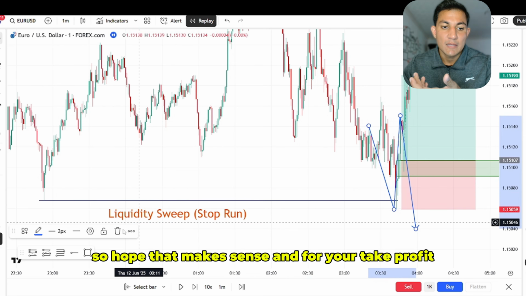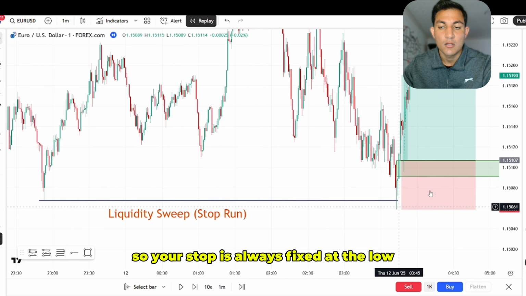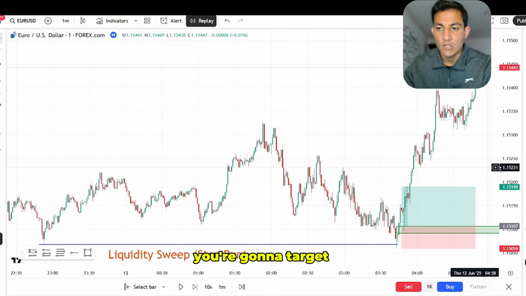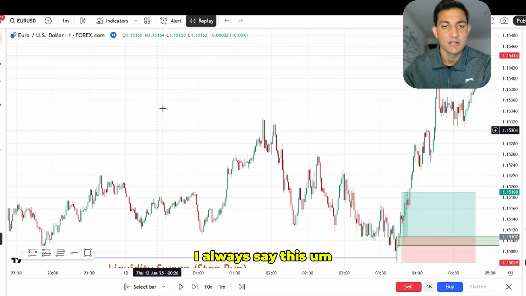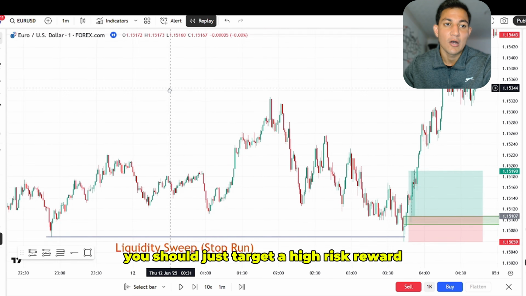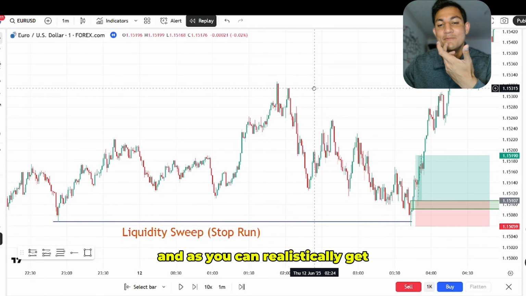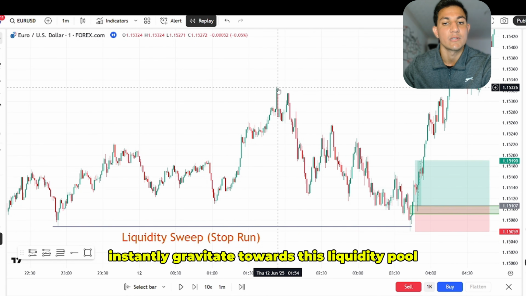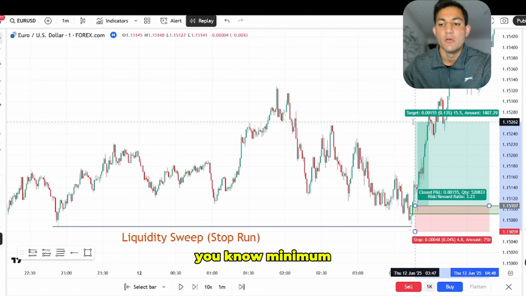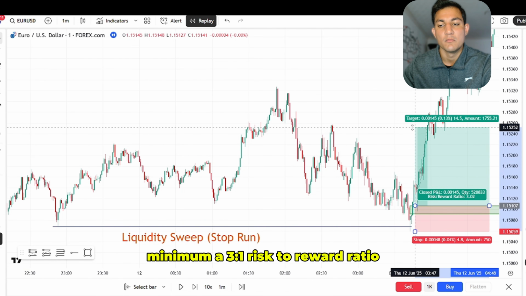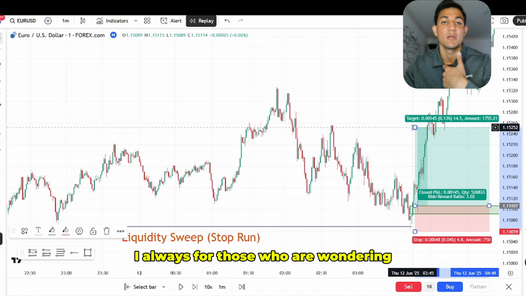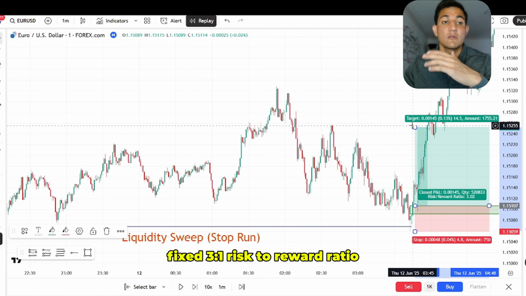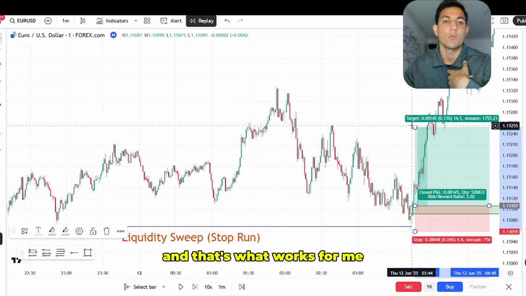And for your take profit, so your stop is always fixed at the low. For your take profit, if you're on the 1 minute chart, I always say this, you should just target as high a risk reward as you can realistically get. My eyes instantly gravitate towards this liquidity pool. You know, minimum, if you're trading the 1 minute chart, minimum a 3 to 1 risk reward ratio. For those who are wondering, I always use a fixed 3 to 1 risk reward ratio. That's what works for me.